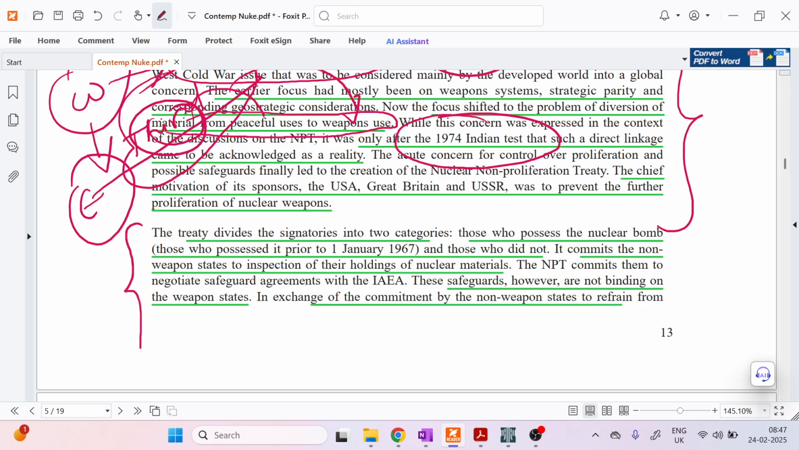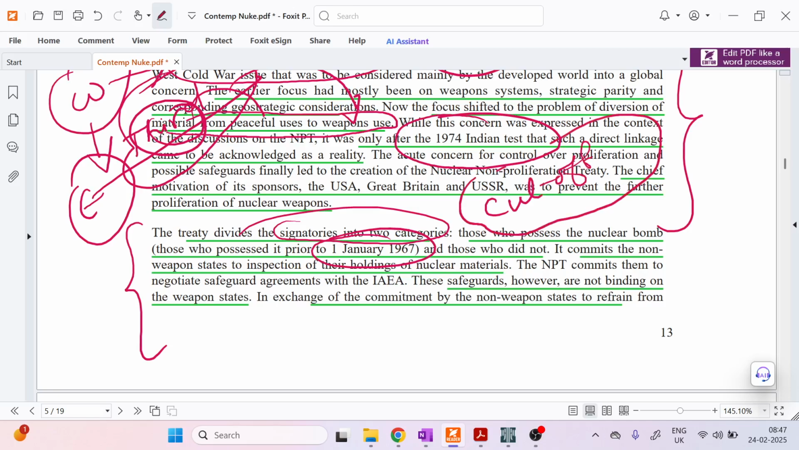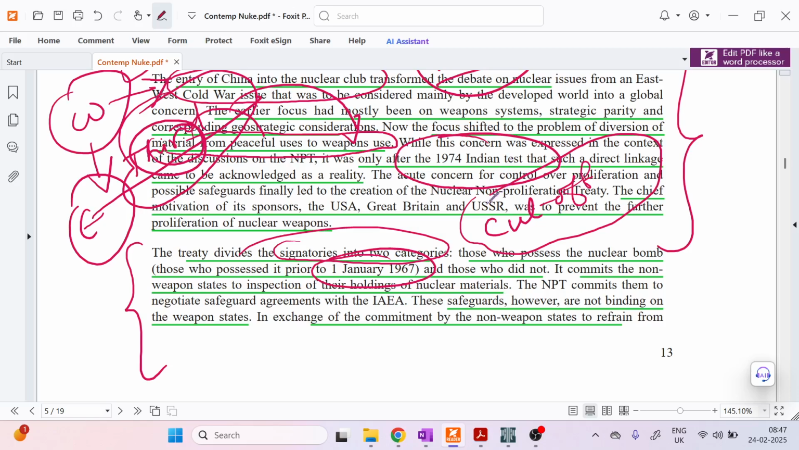So the treaty divided the signatories into two categories according to the timeline. 1st January 1967 was the cutoff date. So this treaty divided states into two powers.